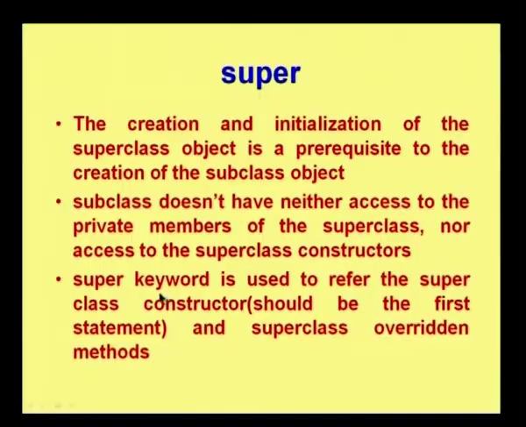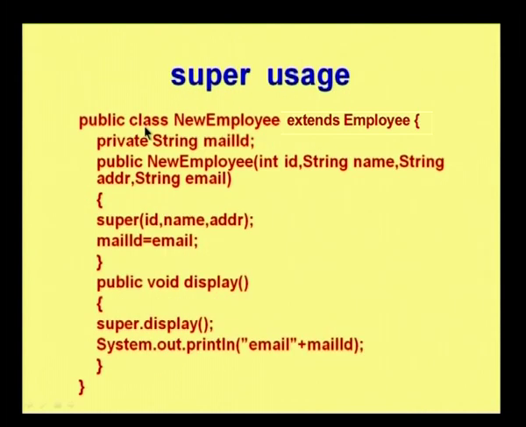Default constructor is nothing but the constructor with no arguments. Super keyword is used to refer to the superclass constructor, and it should be the first statement, and to refer to the superclass overridden method. So your super keyword is used to refer to the superclass constructor and the superclass overridden methods. Whereas your constructor should have the first statement be the calling of your base class constructor. Here I will discuss this with an example.